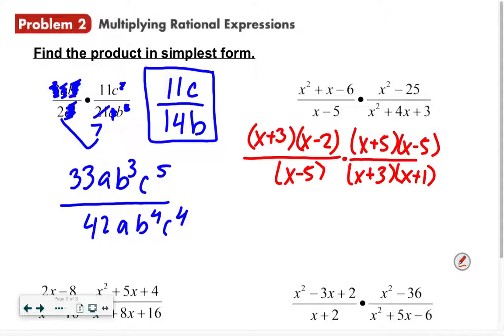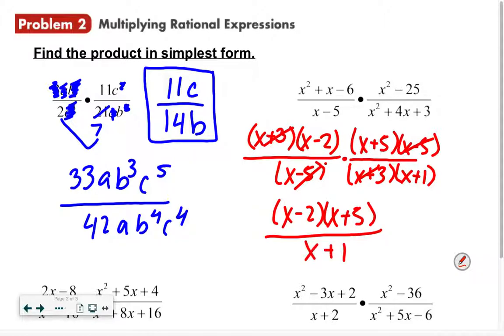Now is the fun part where I get to cancel a bunch of stuff. What cancels? Plus 3s, what else? Minus 5s. So I have my x minus 2 and my x plus 5 up top and my x plus 1 on bottom. We are going to leave them like this. You do not need to FOIL that out. Just leave them in their little bubbles. Questions on that one?